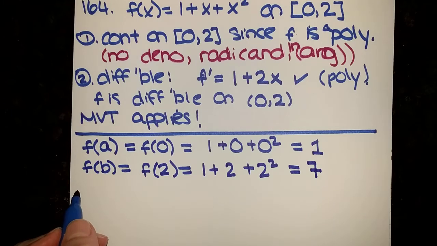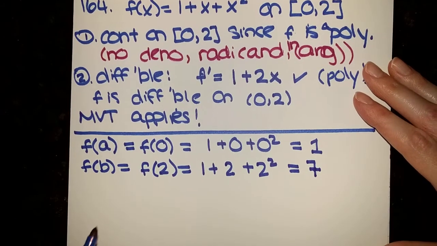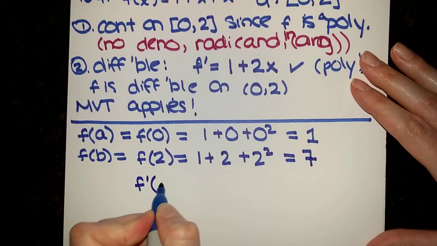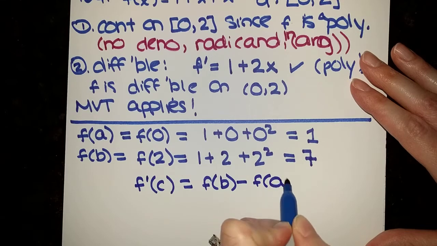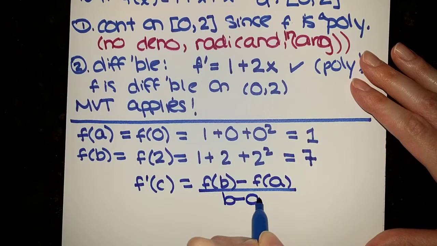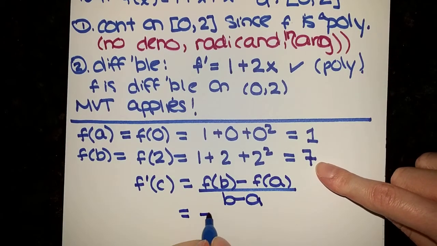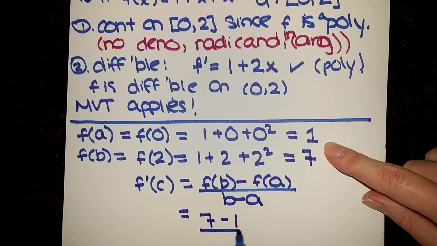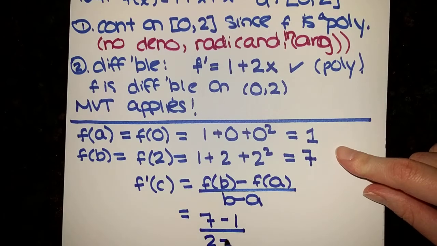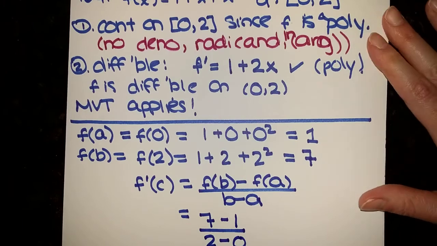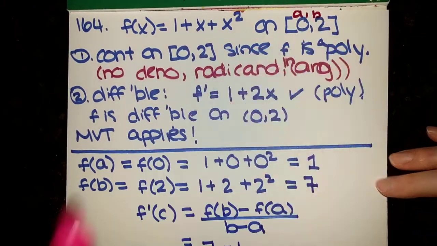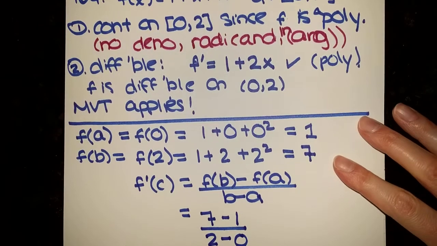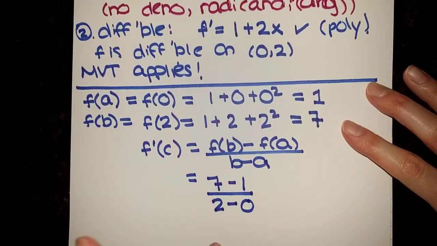All right, so now what we're going to do is find our C value by looking at f prime of C is equal to f of b minus f of a over b minus a. So our f of b is 7, f of a is 1, over the b value of 2, a value of 0. And again, the a and the b value are coming straight from this interval, my a comma b.